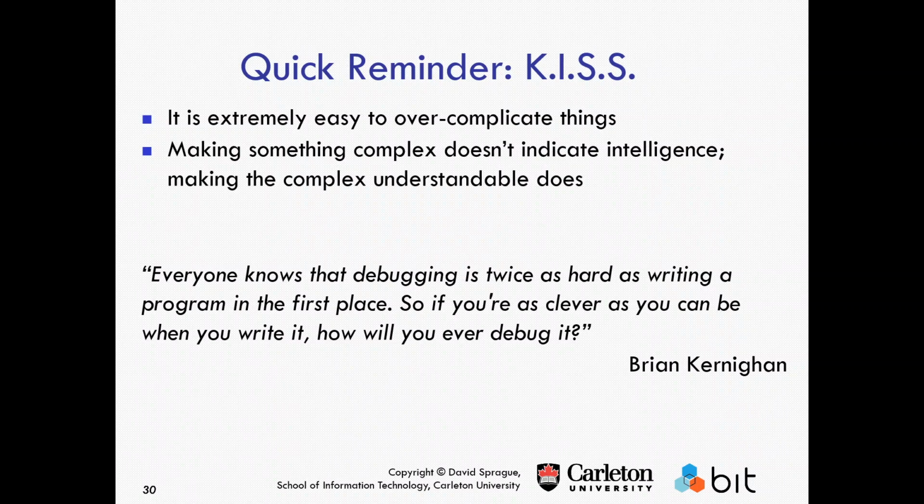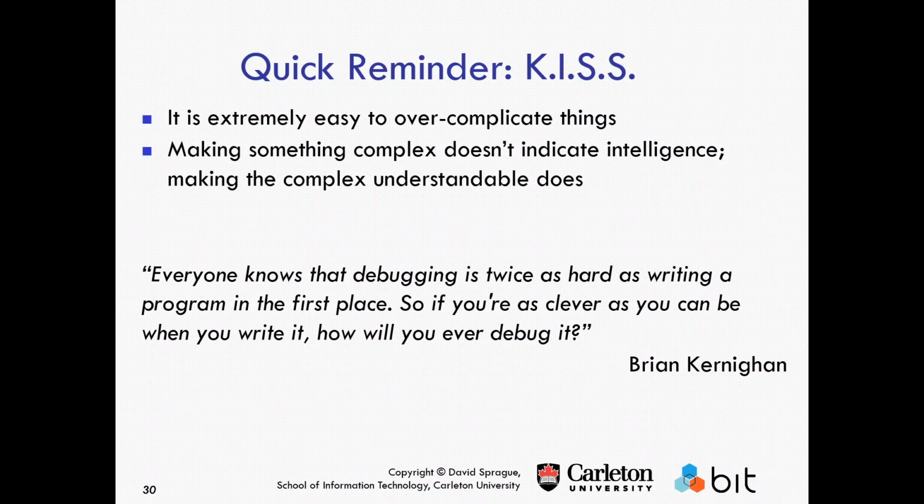I like this quote. Everyone knows that debugging is twice as hard as writing the program in the first place. So if you're as clever as you can be when you write it, how are you ever going to debug it? That has bitten me enough times that I can swear to that particular quote, right? I tried so many, like, oh, this will be so cool to code it this way, and then you try and debug it, and it's a slog. Keep it simple as much as you can.